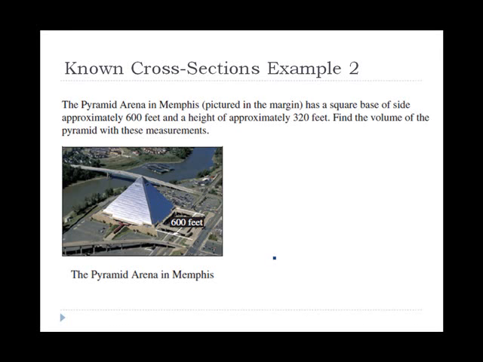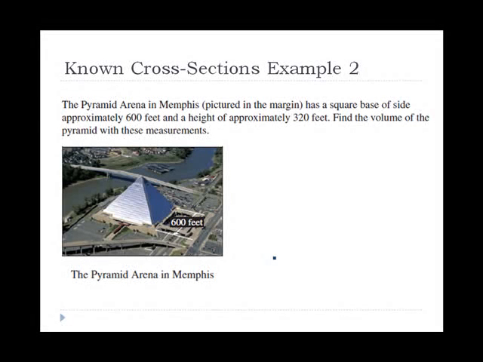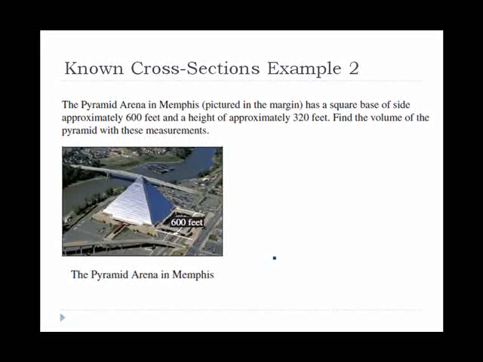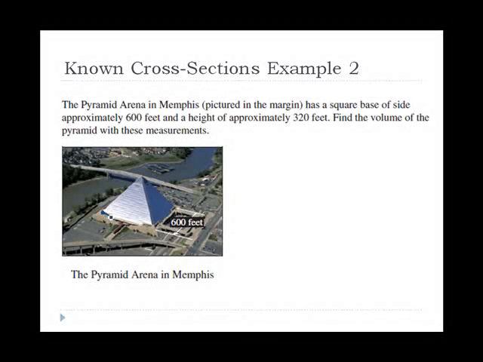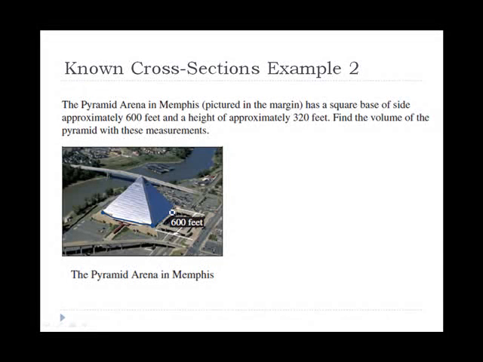Okay, next example. Here we have the same pyramid problem that you saw at the beginning of the video, and this is the Pyramid Arena in Memphis. It has a square base of side approximately 600 feet. So one side from here to here at the base is 600 feet, or from here to here.